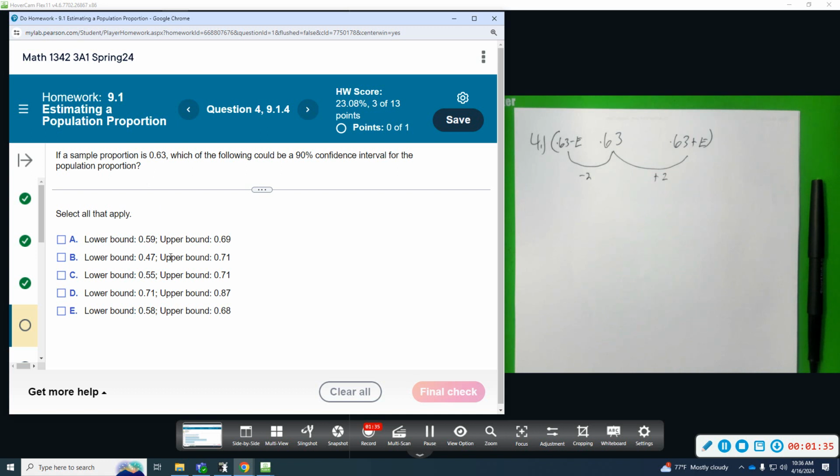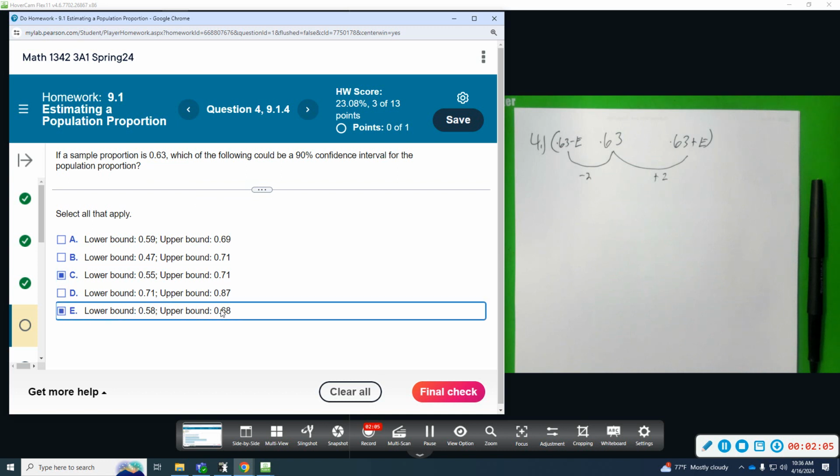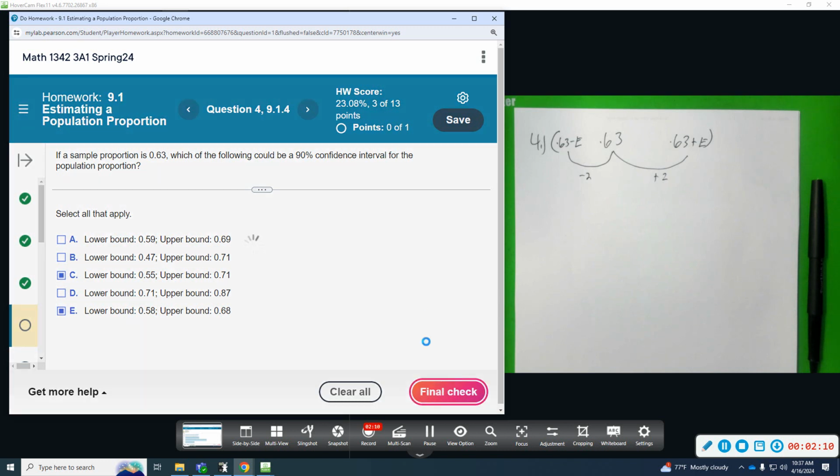If I go with this interval, 0.63 up to 0.71, that means we would add 0.08. If I were to subtract 0.08, I would not get to 0.47. Here, if I add 0.08 and subtract 0.08, this one works. On this one, 0.63 doesn't even fall in between these two numbers. And then on this one, if we added 0.05 and subtracted 0.05, this one would work when you do that mental math. So C and D are the ones that work.